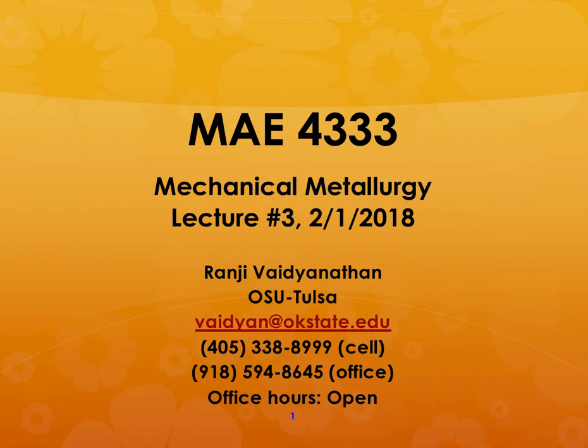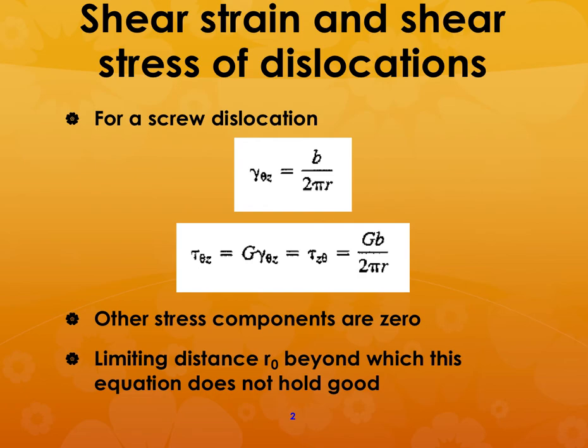So, we talked about different types of dislocations and the energy associated with dislocations and why something deforms at a much lower shear stress level than what you might actually theoretically calculate, and that is because of the energy that is associated with dislocations, and this is correlated to the shear strain and shear stress of dislocations. For a shear dislocation, just take it as a given.